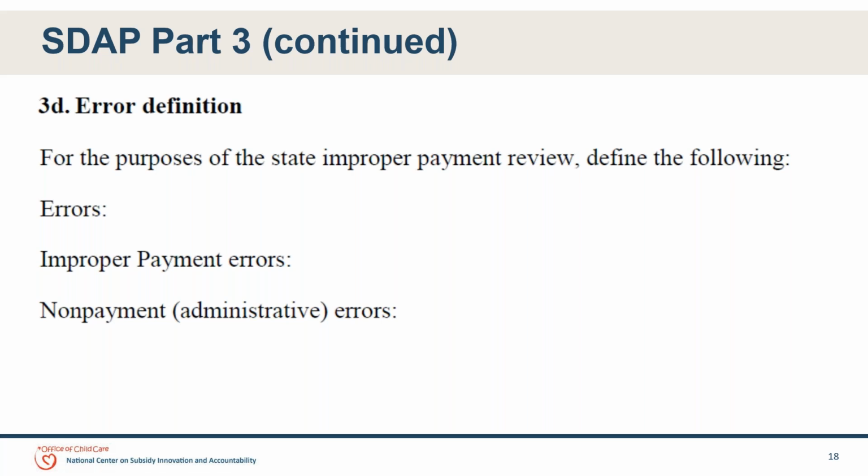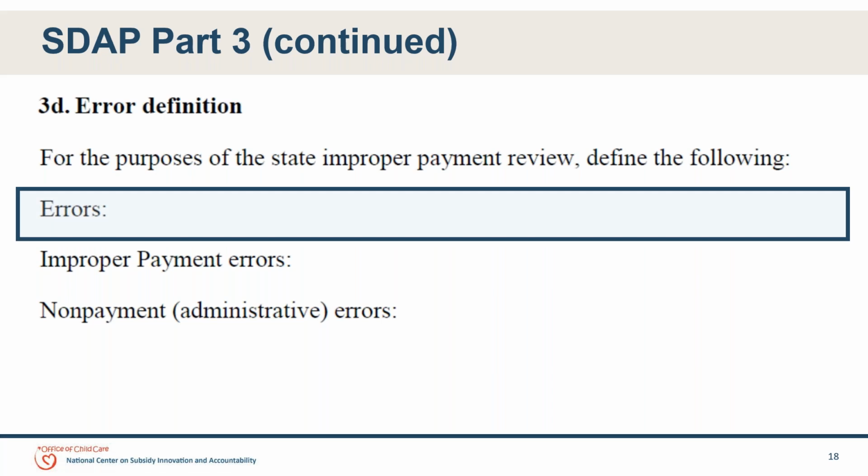All right, so 3D in your SDAP is all about error definition. We're going to spend a little bit more time digging into this item. In the SDAP, we ask states to share how they define errors: errors, improper payment errors, and non-payment errors. So there's actually three error definitions.